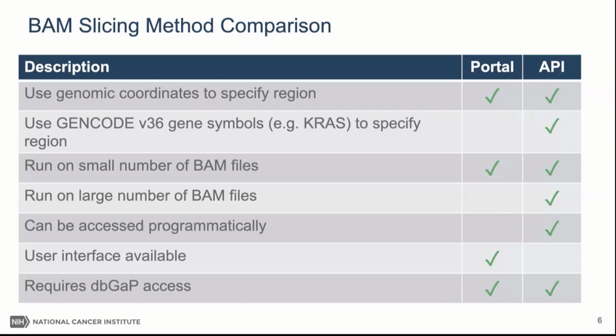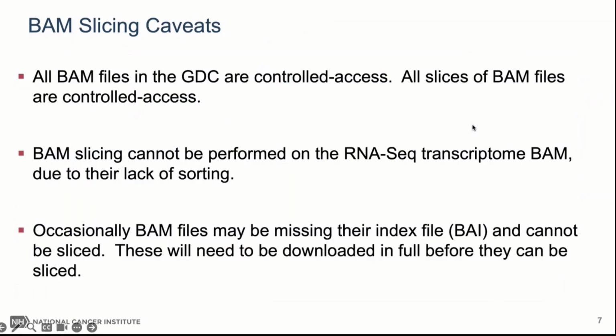If you're downloading from a small number of BAM files, both of the methods can be used. And I'm going to show you why that is in a second. But for a large number of BAM files, we would recommend using the API due to its automatable features. If you are accessing it programmatically, such as with a Python script or something like that, of course, that would be only available through the API. But the portal does have a user interface for those who would like to use something like that. And just to make it clear, both of these methods do require dbGaP access to whichever project the BAM is in.